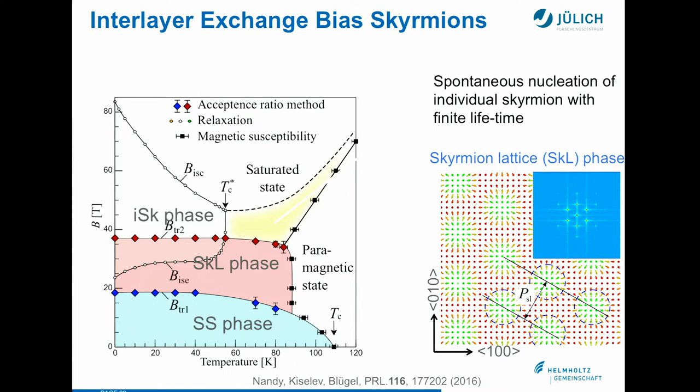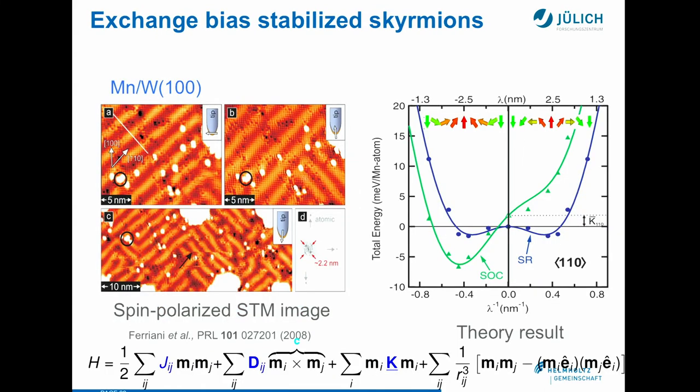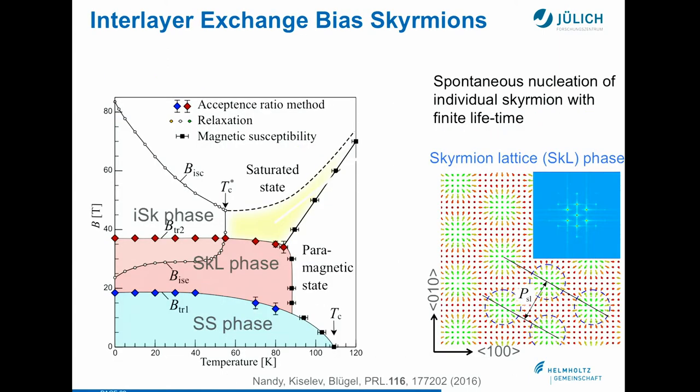We get a phase diagram, and here you have a phase diagram of the magnetic field versus temperature. You see here a spin spiral phase, which you saw in experiment. You have a skyrmion lattice phase, the isolated skyrmion phase, and here the saturated state, which is the ferromagnetic state. Here you see, for example, the typical skyrmion lattice. These skyrmions are pretty small because you have a frustration here, and this frustration determines a length scale. So we finally have small skyrmions.